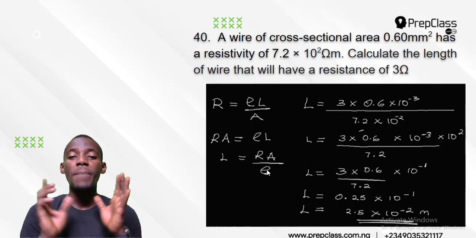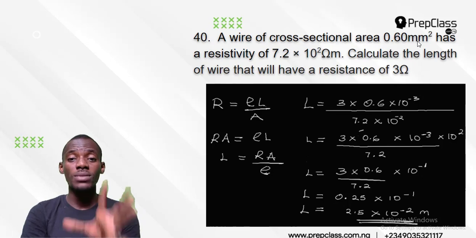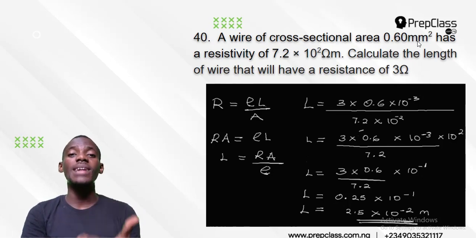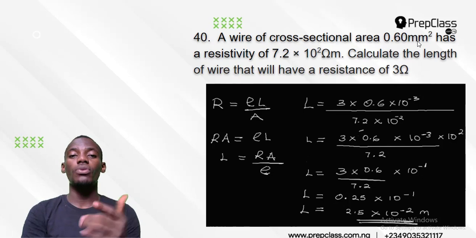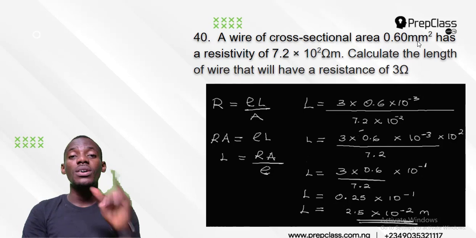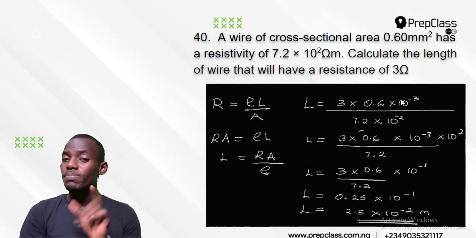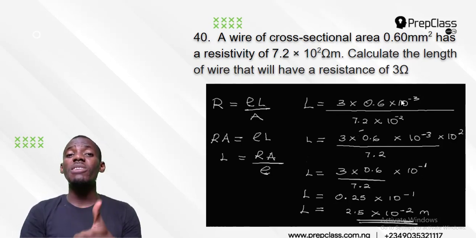Now substitute the parameters. What's my resistance in the question? Resistance is 3 ohm, so that's 3 times. What's my area? My area is 0.6 millimeter squared. It is in millimeter, so you must turn it to meter by dividing by 1000. Dividing by 1000 is the same thing as 10 raised to the power minus 3, minus because you are dividing, and 3 because 1000 has 3 zeros. So it is times 10 raised to the power minus 3. That is in meter, not millimeter. So please take note: it must be in meter.